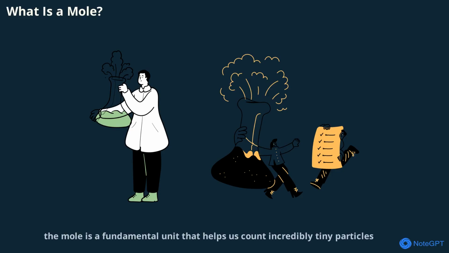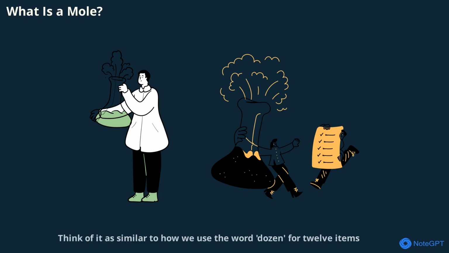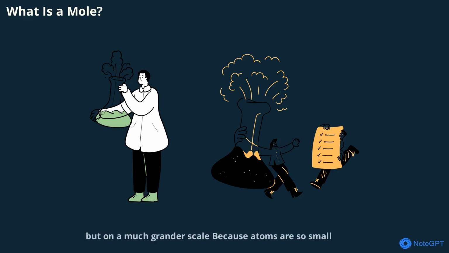In chemistry, the mole is a fundamental unit that helps us count incredibly tiny particles, like atoms and molecules, in a manageable way. Think of it as similar to how we use the word dozen for 12 items, but on a much grander scale. Because atoms are so small, even a tiny amount of a substance contains billions upon billions of them. The mole allows chemists to express these huge numbers with a single, simple term, making calculations and communication much easier in the lab and classroom.